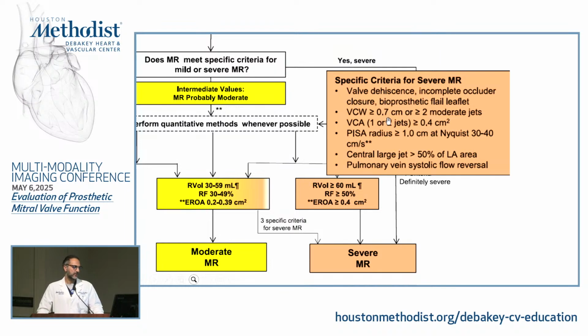So if you have a vena contracta width that is wide, if you have more than one jet, again, this is something that is more typical in the prosthetic world. Vena contracta area, we're gonna talk briefly about it because this usually needs 3D. If you have a large PISA, same as native. If you have a jet that occupies a big portion of the left atrium, and obviously hemodynamically, if you have pulmonary vein reversal, that's very important, right?